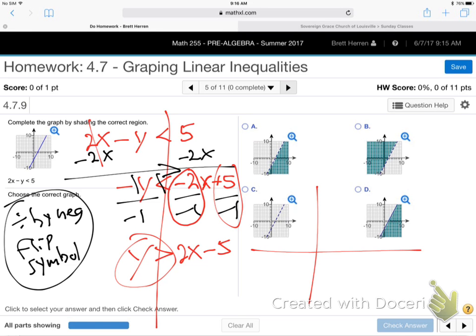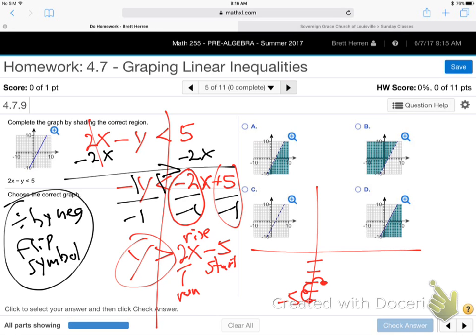Okay, where do we start? Yeah, start down 5. 1, 2, 3, 4, 5. Right there. Down 5. There's the first dot, and then where do we go from there? 2 over 1, huh? Rise over run, up 2 over 1. Does that make sense? Up 2 over 1.